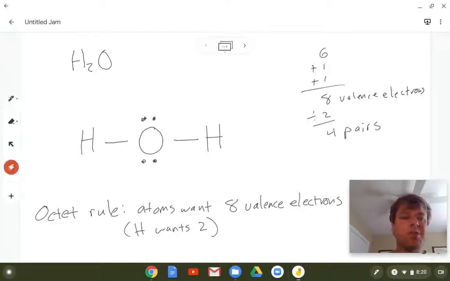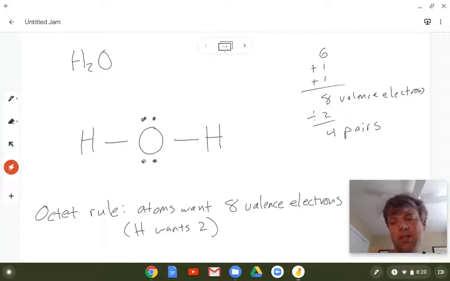So this represents our 1, 2, 3, 4 pairs of electrons. Hydrogen has its 1 pair or 2 electrons. This other hydrogen has its 2 electrons, and this oxygen in the middle has 1, 2, 3, 4 pairs or 8 electrons. And so this would be a Lewis structure for a water molecule.